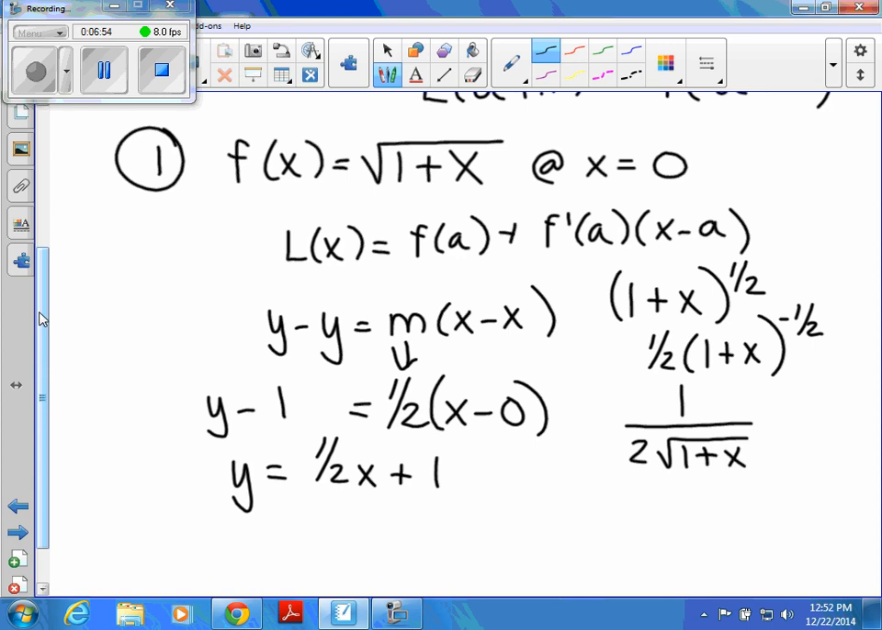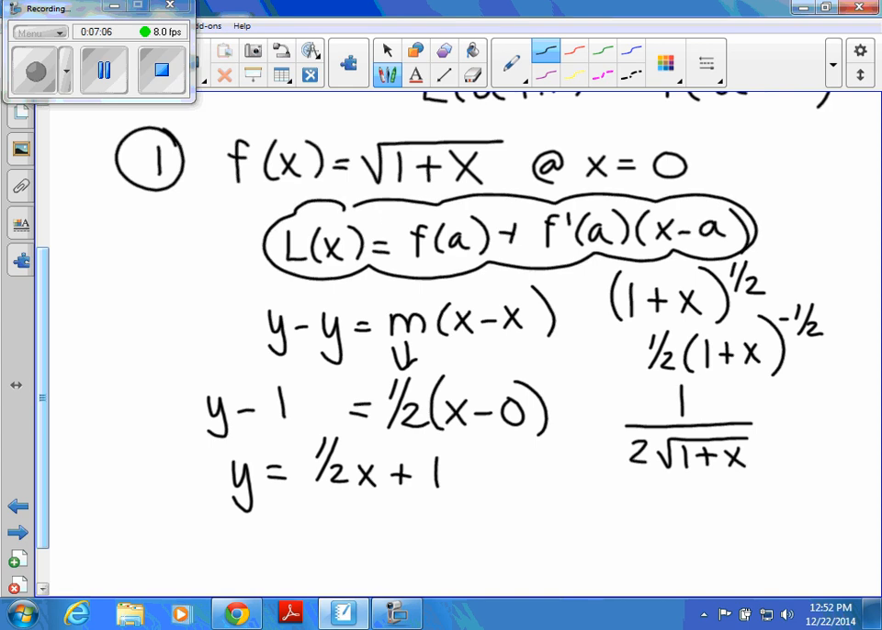Yep. So did we really learn anything new today, linearization? No, we didn't. If they use this formula on the AP test, you're just going to remember this formula, right? So, did we find the tangent line 1/2 x plus 1? If we graph this, it should match up.